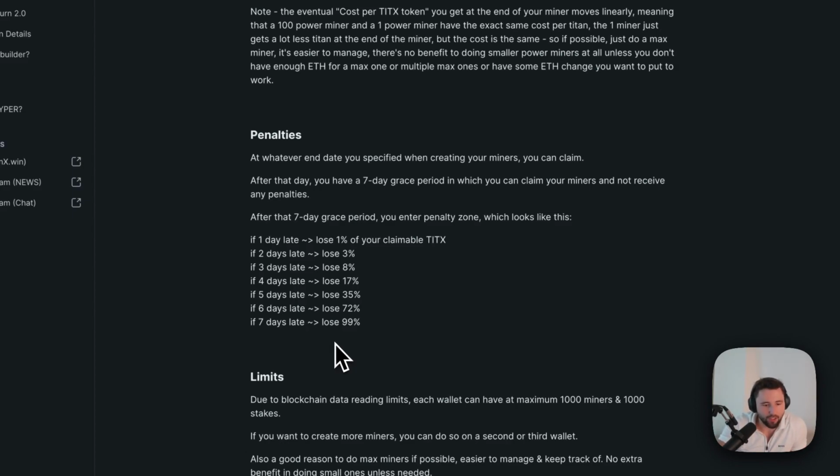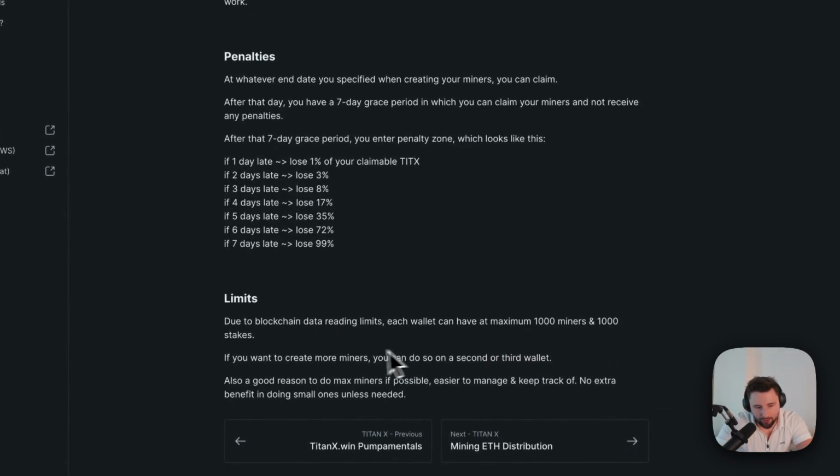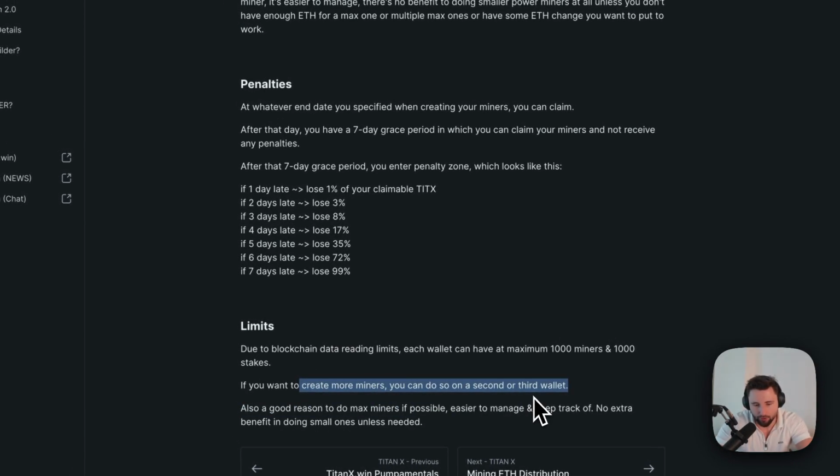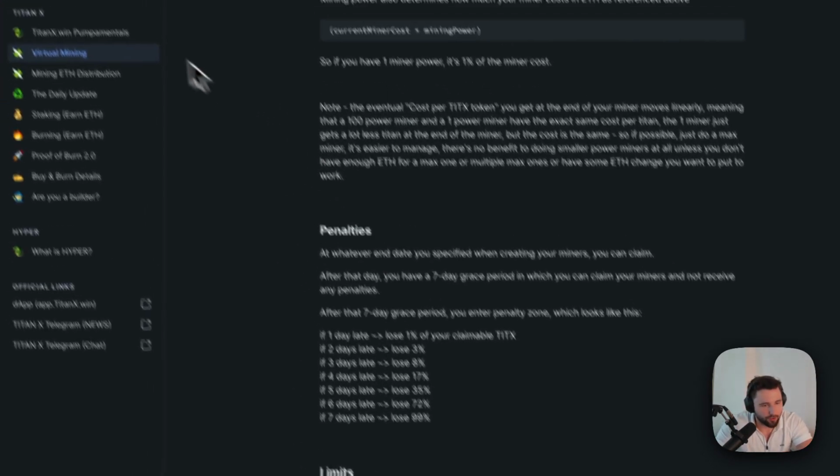It's very important. So limits. Due to blockchain data reading limits, each wallet can have at maximum 1,000 miners and 1,000 stakes. If you want to create more miners, you can do so on a second or third wallet. And this is also a good reason to do max miners if possible. It's easier to manage and keep track of, and no extra benefit in doing small ones unless needed, or if you want to put some change to work.